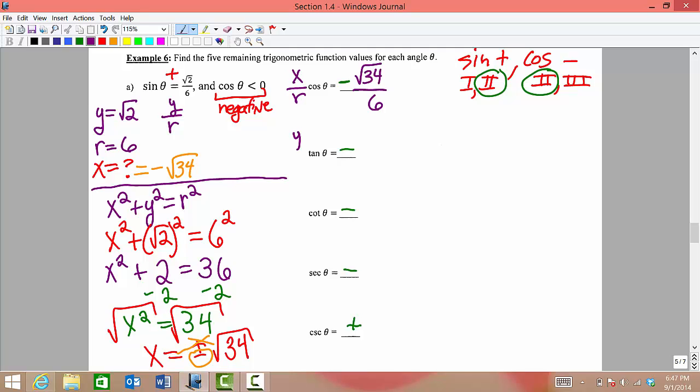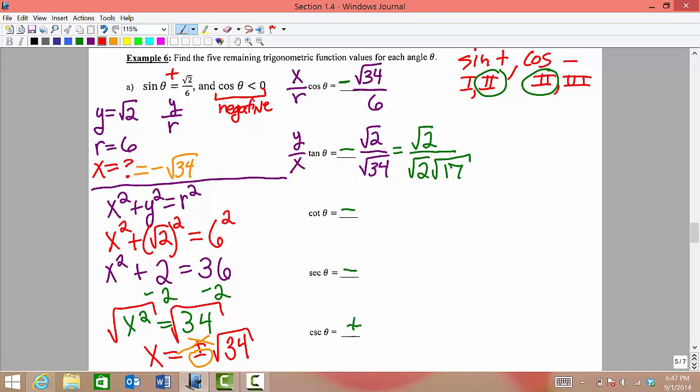Tangent theta, well, that is y divided by x. Our y value is the square root of 2, and our x value is the square root of 34. Now we need to simplify this and rationalize our answer as much as possible. When we go to simplify, square root of 2 on top, 34 can be written as the square root of 2 times the square root of 2 goes into 34. How many times? We have 17 times.